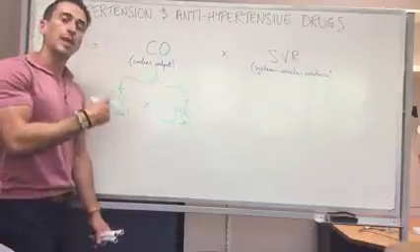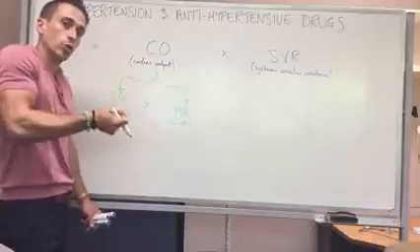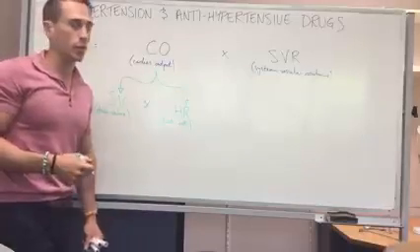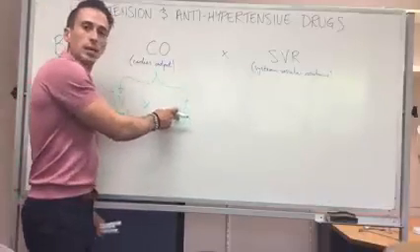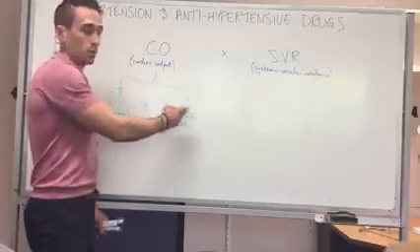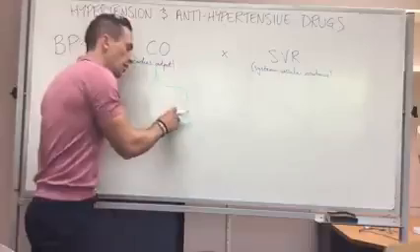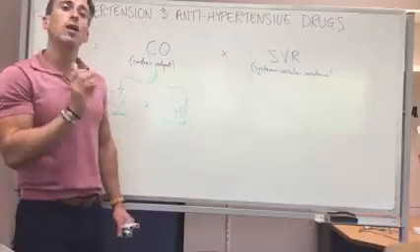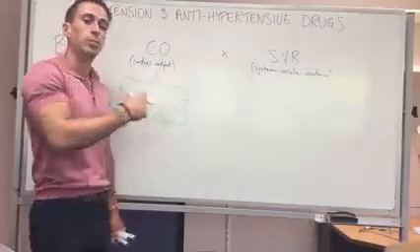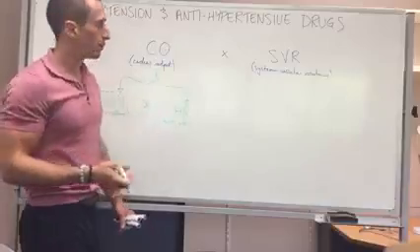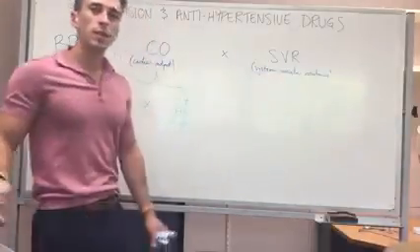Stroke volume is about 70 mils. So every time that left ventricle contracts, it pushes out about 70 mils of blood. It does this about 70 times in a minute, 75-ish times. So 70 mils times 70 to 75 times gives you approximately 5 litres, which means cardiac output is approximately 5 litres.